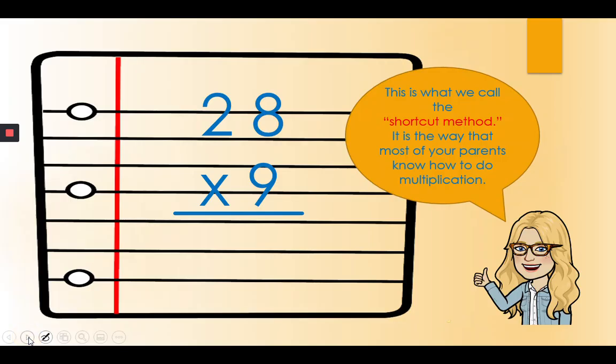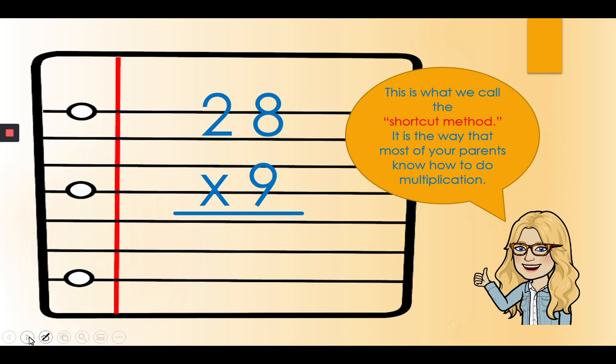So now we are going to learn the shortcut method. This is what we call the shortcut method, and it is the way that most of your parents know how to do multiplication. So you may have already seen this, especially if you brought some homework home and they didn't know how to do the way that you were learning. They might have tried to show you this, and that's just fine because we want everyone to know the shortcut method also. But we have shown you lots of different methods so that you'll really know how multiplication works.